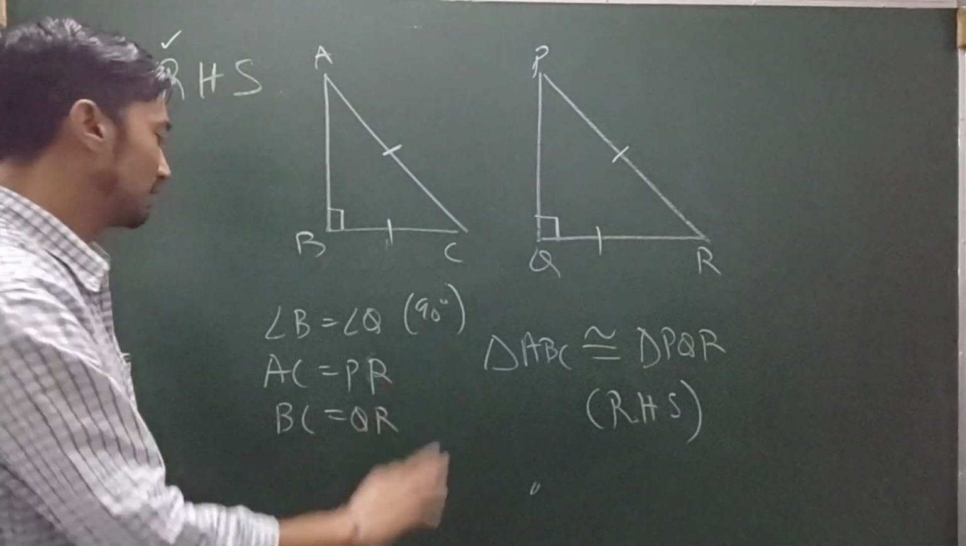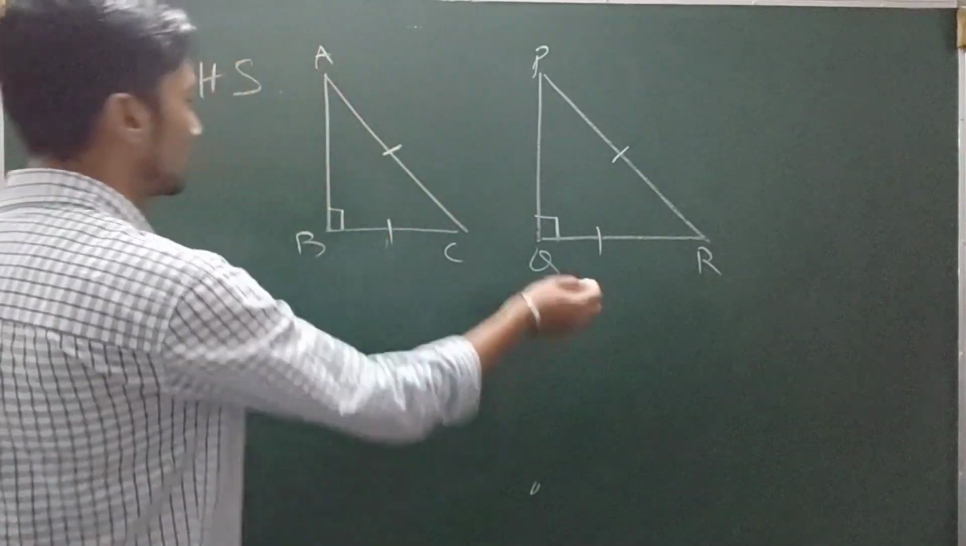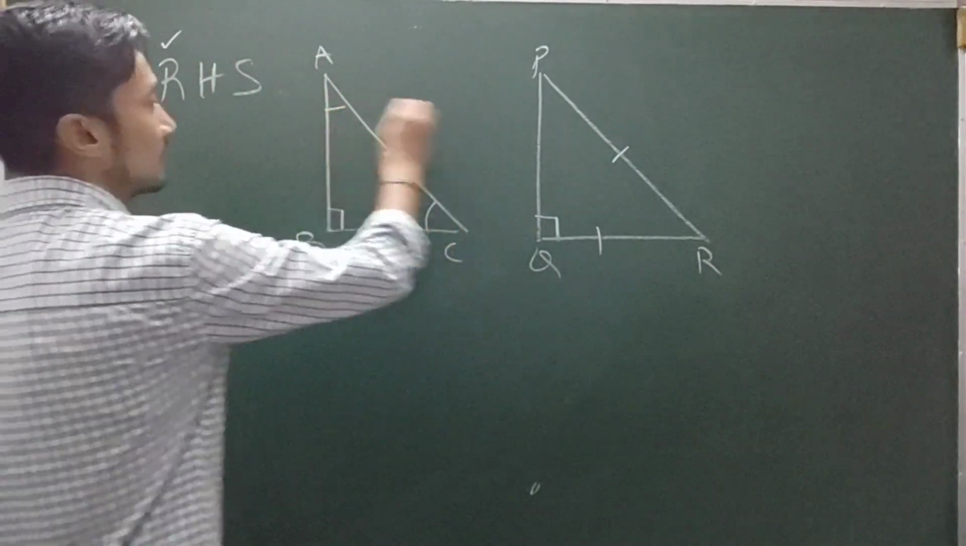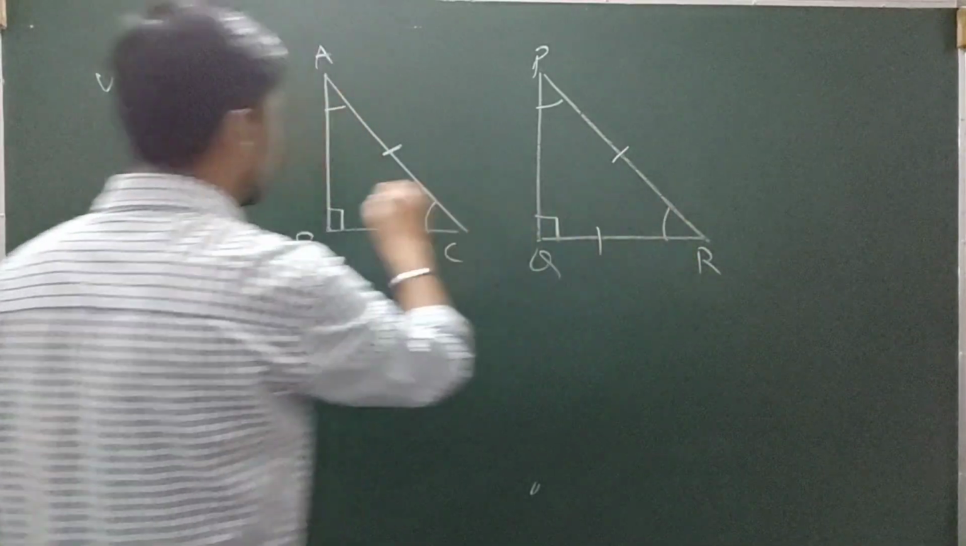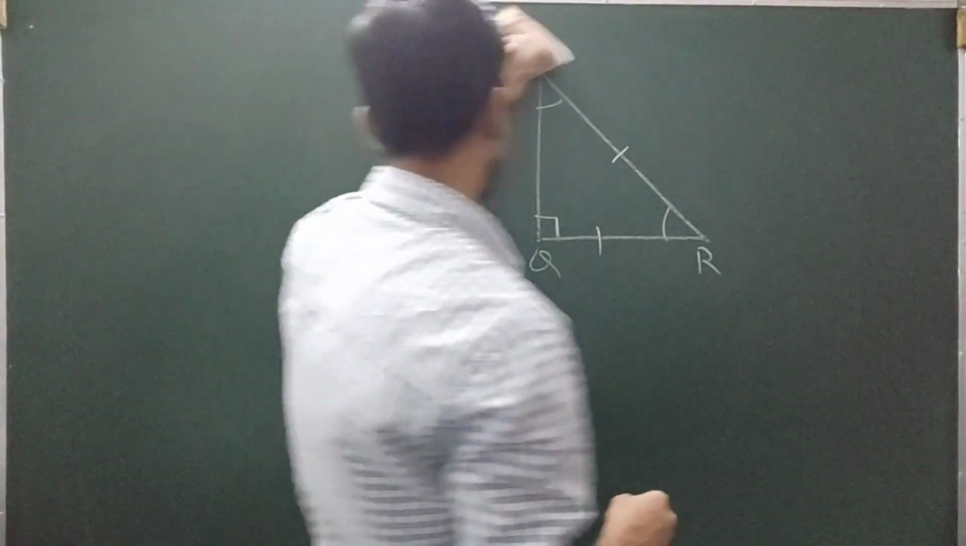Then once it is proved that it is congruent, what did I say? Once it is proved that it is congruent, automatically the other angles also become the same. Alright, so these are the 5 criteria which we can use. Any one of the criteria, depending on the question, to prove that two triangles are congruent.